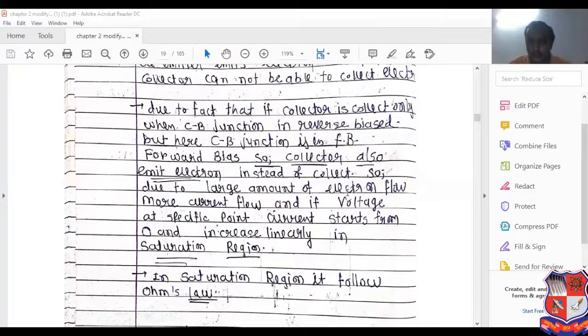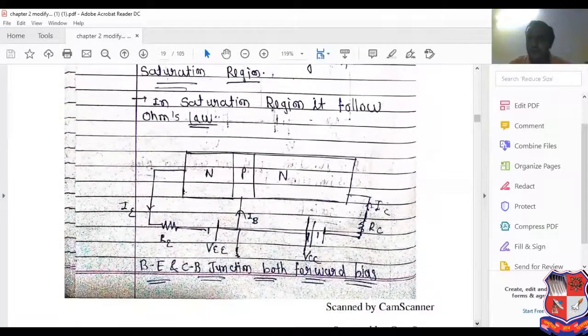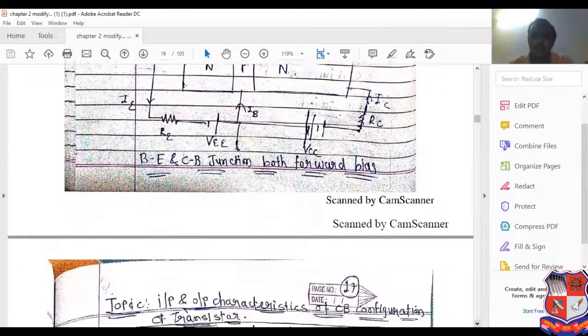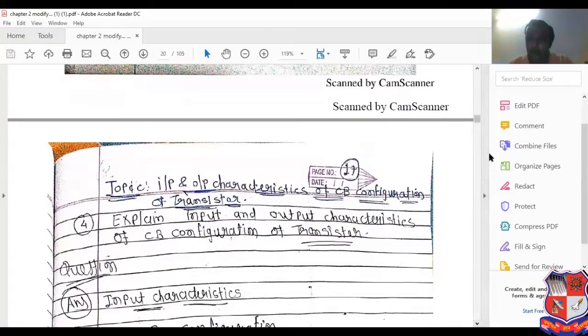A large amount of electrons flow, so more current flows, and if the current starts from zero and increases linearly with voltage, it is known as the saturation region. So in the saturation region, it follows Ohm's law. Why? Because current flows only due to the majority charge carriers, but in the active region, current cannot flow due to majority charge carriers only. Current flows due to both majority as well as minority charge carriers.